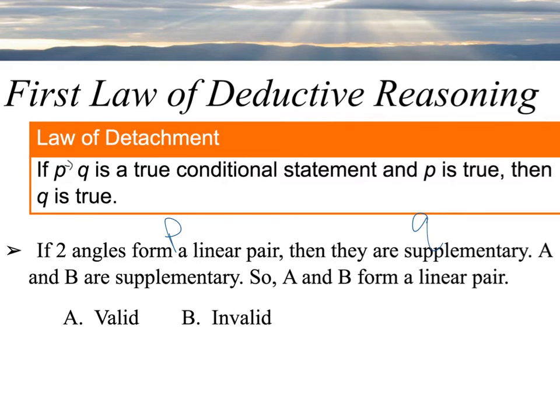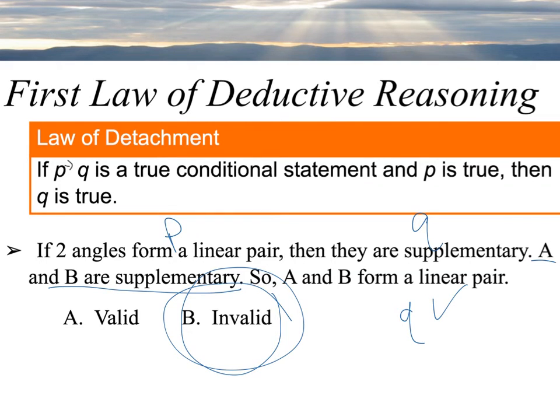Well, let's go back and look again. We said if our hypothesis is true, then the conclusion's true. What we're told here is not that our hypothesis is true, but that our conclusion is true, since we're told that A and B are supplementary. So that's fine, but the conclusion does not prove the hypothesis. So this is actually invalid reasoning. You can't conclude that they make a linear pair just because they're supplementary. They could be supplementary but non-adjacent, and those types of angles are supplementary but not a linear pair.